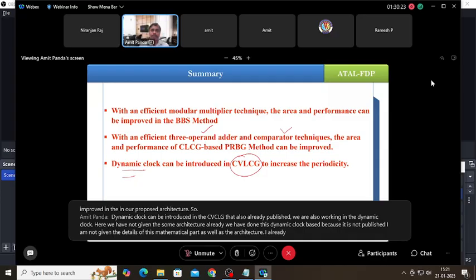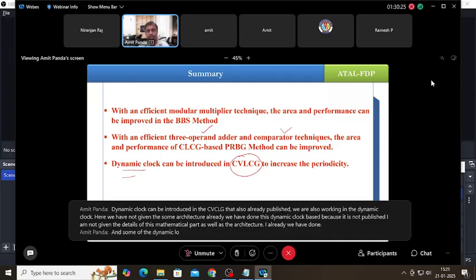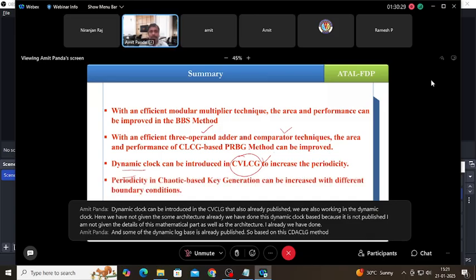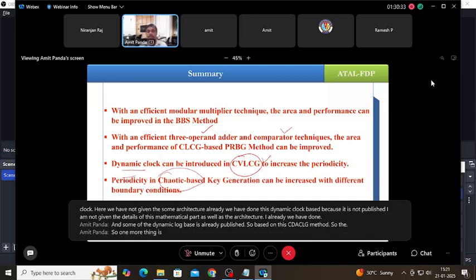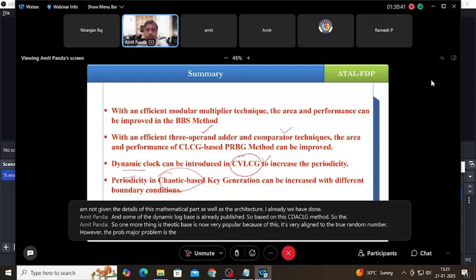Already we have done, and some of the dynamic clock base is already published, based on this CVCLG method. So the periodicity in chaotic base. One more thing is chaotic base is now very popular because it's very aligned to the true random number. However, the major problem is the floating point multiplication and floating point addition. And the third problem is the periodicity.